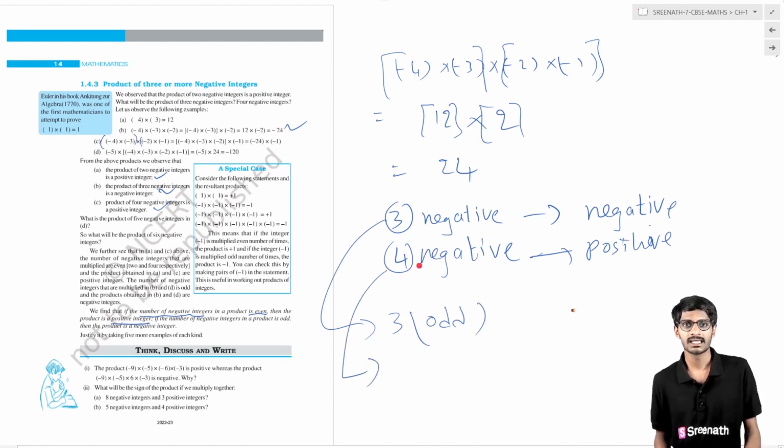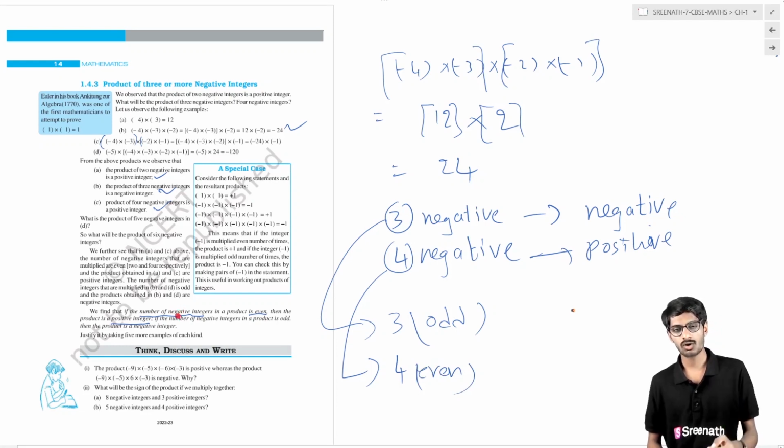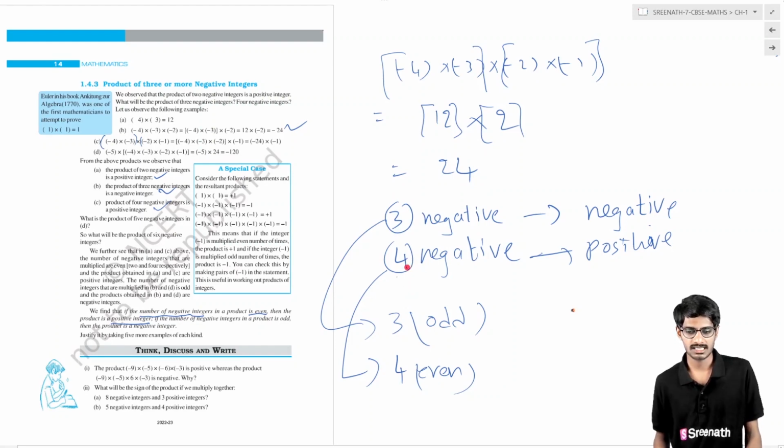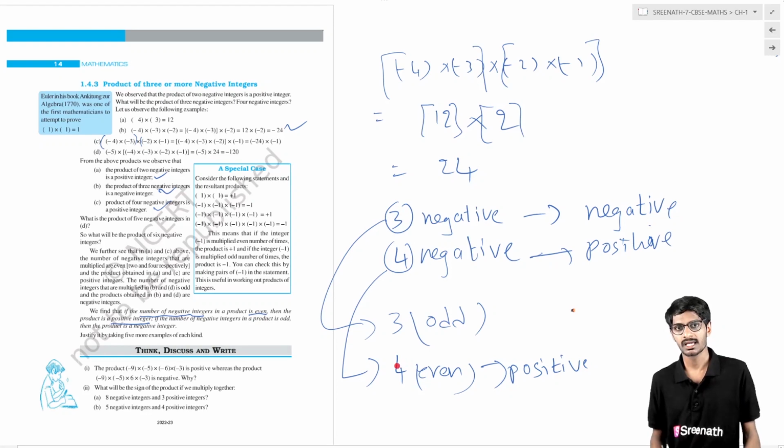In this case, how many negative integers are we multiplying? We are multiplying 4 negative integers. 4 is an even number. Then what will happen? According to the conclusion, if the number of negative integers in a product is even, here the number of negative integers is 4, which is even, then the product is positive. This is the result we are getting while multiplying four negative integers. So finally we have concluded, if the number of negative integers in a product is even, then we will get a positive result.